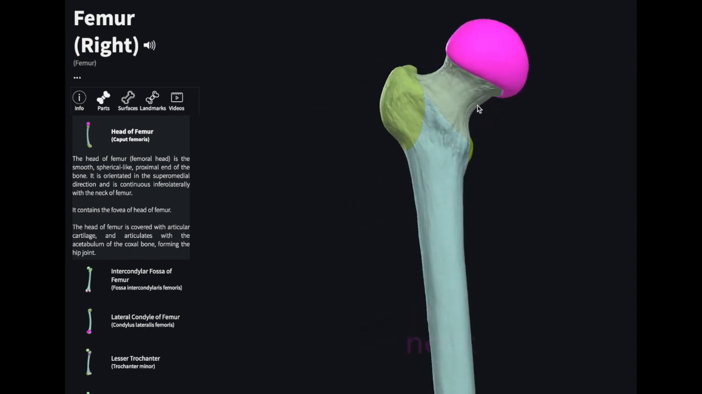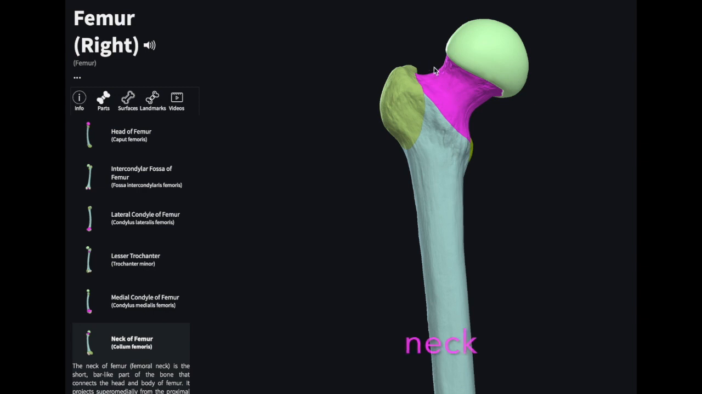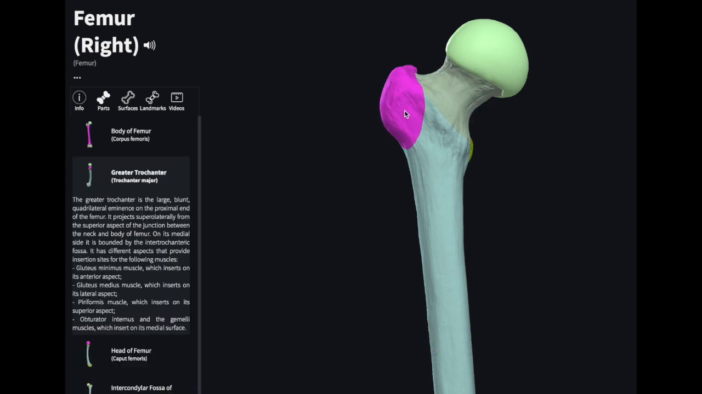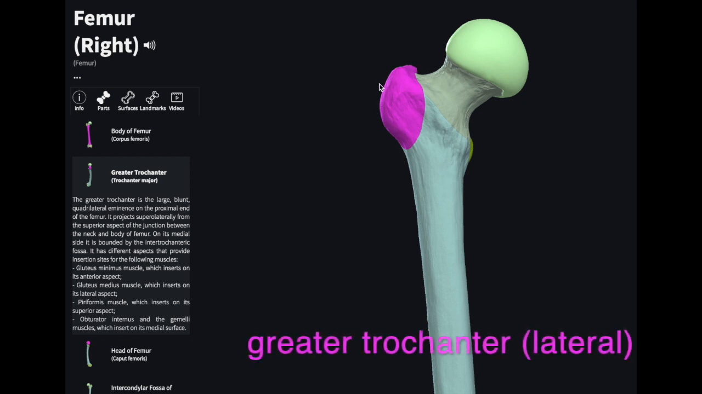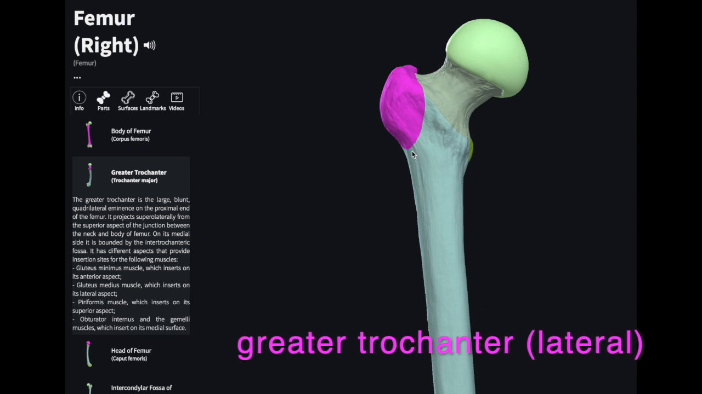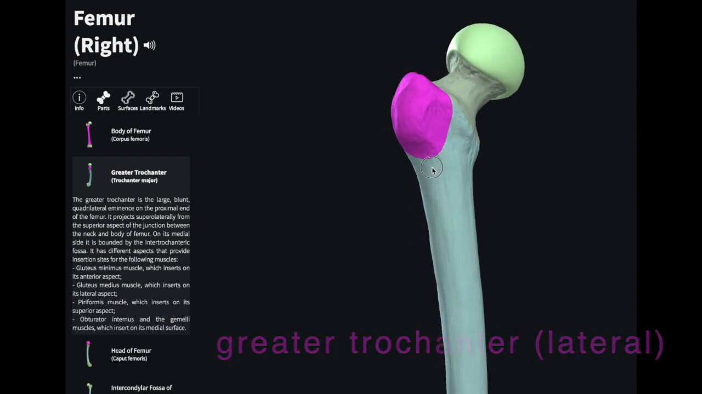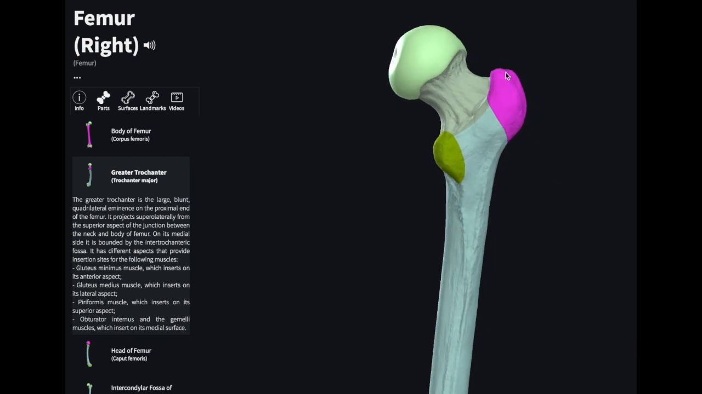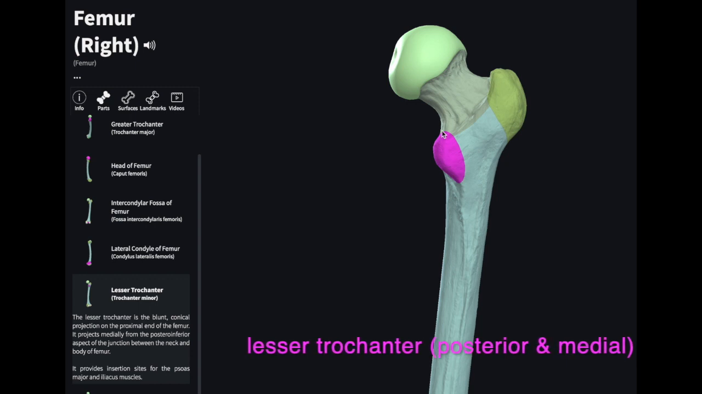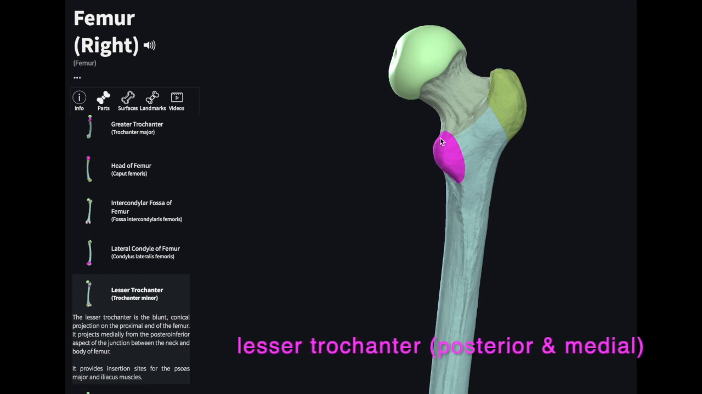The next structure I'd like to talk about is the neck of the femur. Okay, the neck. So it's a bit longer than the neck of the humerus. The next structure here on the lateralmost aspect is the greater trochanter, and you can see that on both sides, the anterior side as well as the posterior side, the greater trochanter. And then just below that, we have the lesser trochanter.